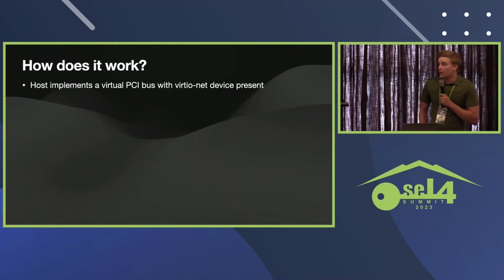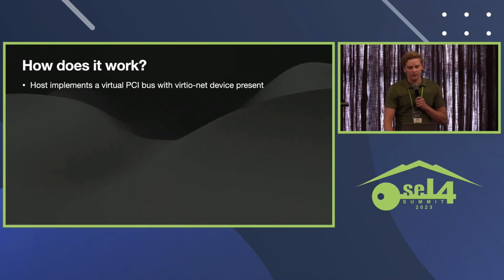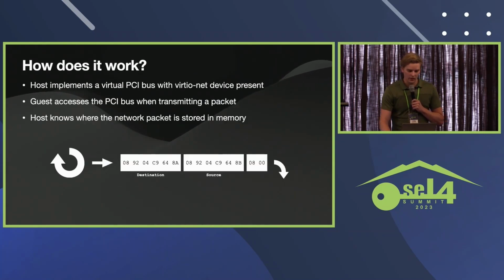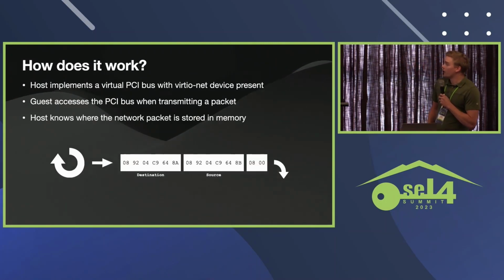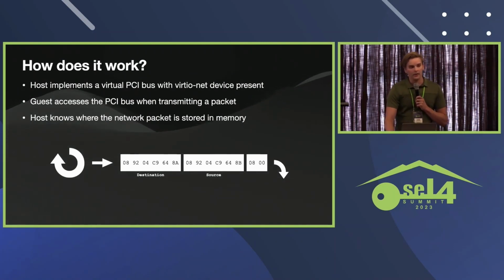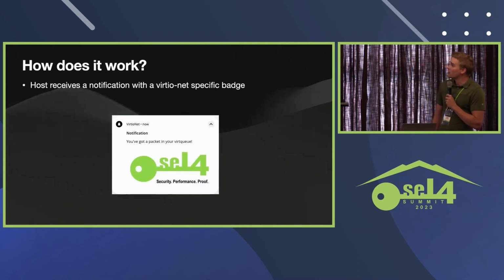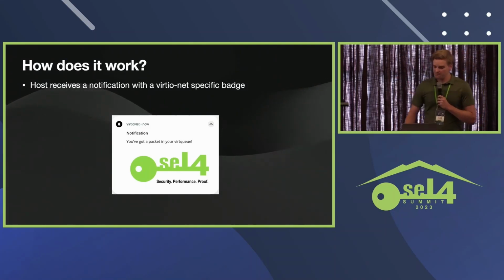From the host perspective, the host, as I mentioned previously, implements a virtual PCI bus, and on that PCI bus, it provides a virtio-net device. When the guest accesses that PCI bus, execution is trapped from the guest into the host. Now, the host knows where the network packet is stored in memory. It's in a vring, and what it can do is read the first 6 bytes, which is the destination MAC address, compare that to any MAC addresses that are in the system, place it in a virtqueue, and then send a nice notification to the destination that basically says, hey, you've got a packet.